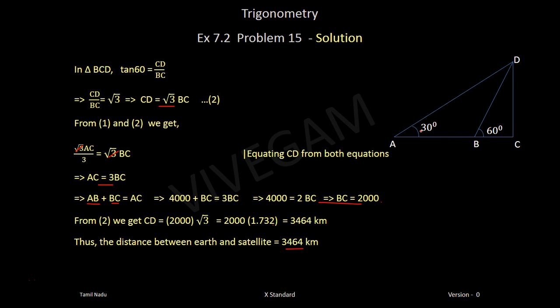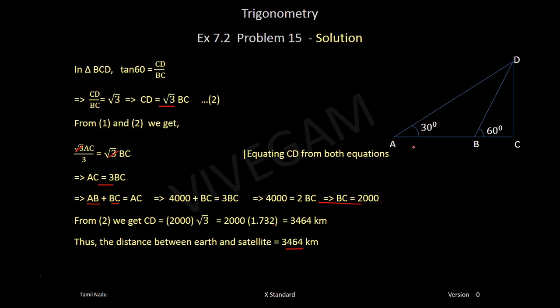So let me summarize. Draw the diagram. Use tan 30 and get CD in terms of AC. Then similarly using this triangle, tan 60, get CD in terms of BC. Equate that CD. So you are getting a relationship between CD and AC in the first equation, and a relationship between CD and BC in the second equation. You equate both the RHS, you will get a relationship between AC and BC.